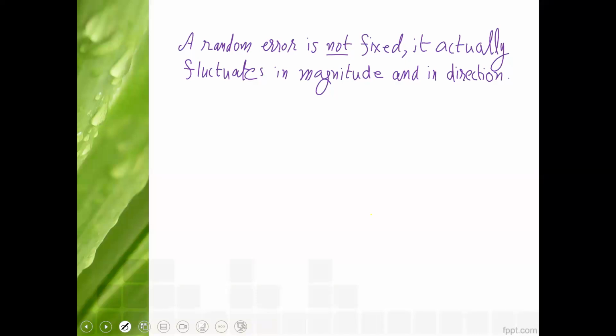A random error is not fixed. It actually fluctuates in magnitude and in direction. You have to copy this.